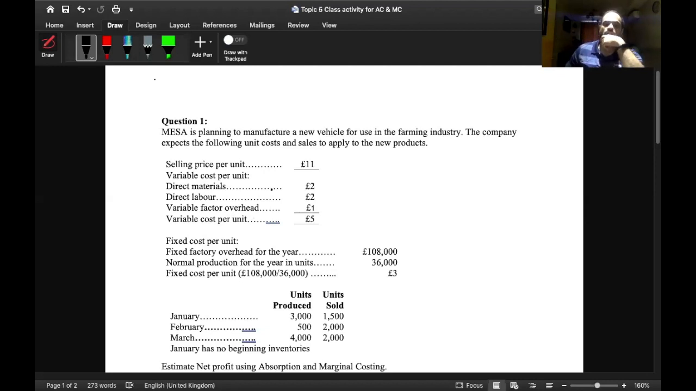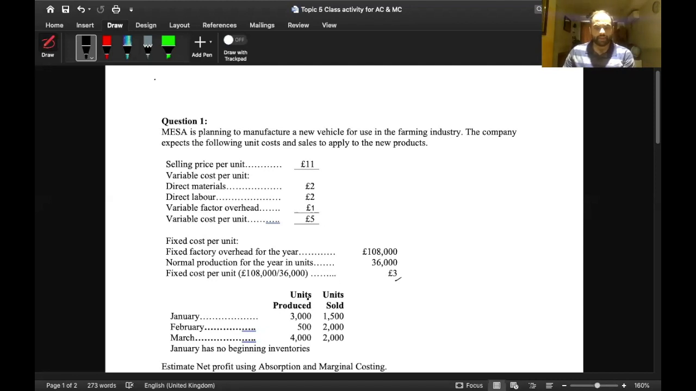Now fixed cost per unit. Fixed factory overhead is £108,000. Normal production for the year in units is 36,000. So it means normally our production capacity is 36,000. So 108 divided by 36, which is shown very clearly, £3 is the fixed cost per unit. And obviously this is fixed manufacturing cost, right? As it said, fixed factory overheads are a manufacturing cost, which is 3, right?